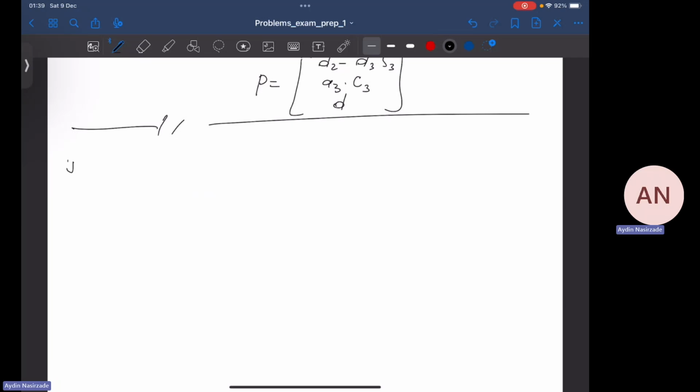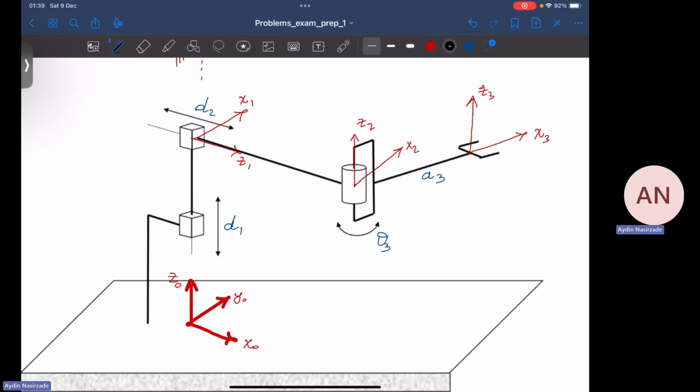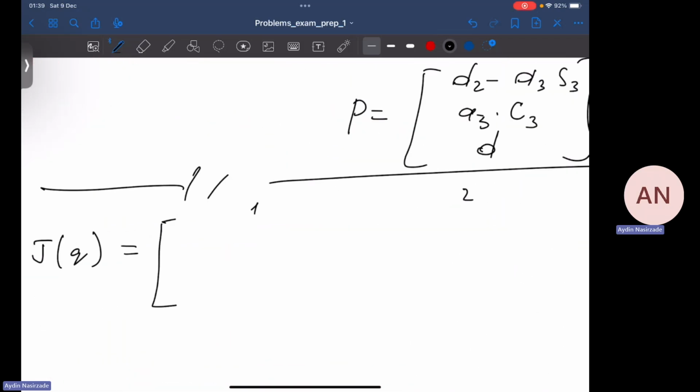Okay. Jacobian matrix, J of Q. We know that it's a function of joint variables, right? So J of Q is going to consist of 3 columns because we have 3 joints: 1, 2, and 3. And what types of joints do we have? Prismatic and revolute. For the prismatic joint, the formula for the linear components of the Jacobian matrix is z i minus 1. So i is 1 in this case, so z0. And the prismatic joint does not really produce any angular velocity, so it doesn't have any angular velocity components in the Jacobian matrix.